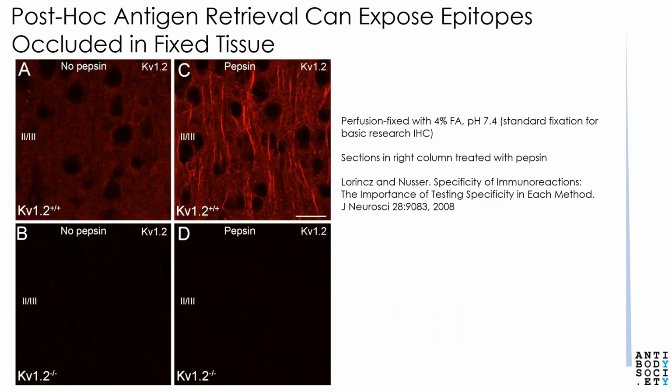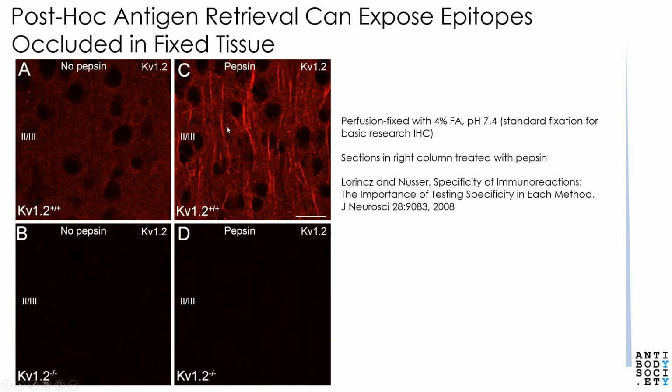The last example I show is antigen retrieval employing treatment of fixed brain sections with the protease pepsin. The top rows show labeling in wild-type mouse brains without and with pepsin treatment. The no pepsin sample has diffuse but specific antibody labeling to the target protein that's expressed in numerous but very small presynaptic terminals that are spread throughout the section.